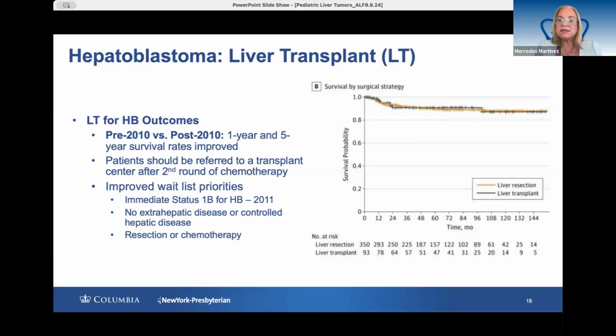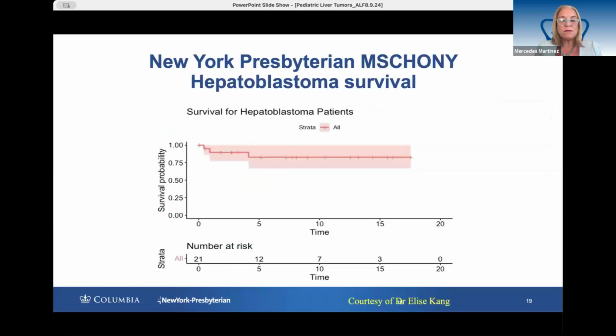If extrahepatic disease was present at diagnosis, this could have been eliminated by resection or chemotherapy. And then these are examples of the first 21 patients that we transplanted for hepatoblastoma. We observed excellent outcomes, close to 80% of the patients, but just try to think what we can learn from this. We have 3 patients dying in this cohort.